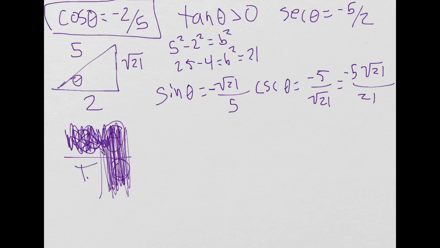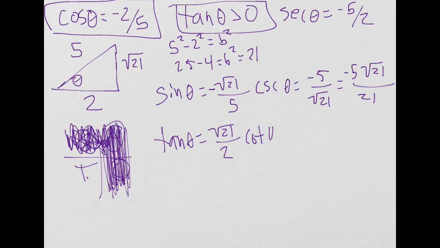Cool. So we've got cosine and secant, sine and cosecant, so let's get tangent of theta equals, tangent is opposite over adjacent, so √21 over adjacent, which is 2. And again, we're told that tangent is positive, so we're good there. Cotangent, again, just a reciprocal, so flip it, 2 over √21, rationalize it, goes to 2√21 over 21, and we're done.